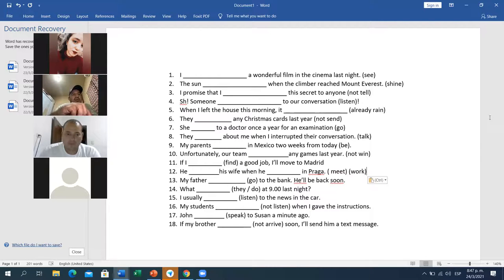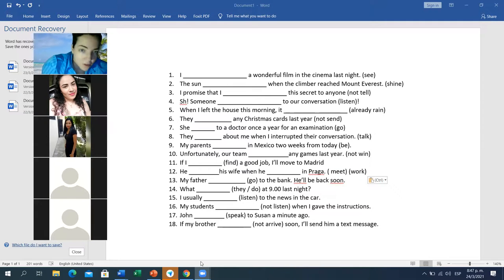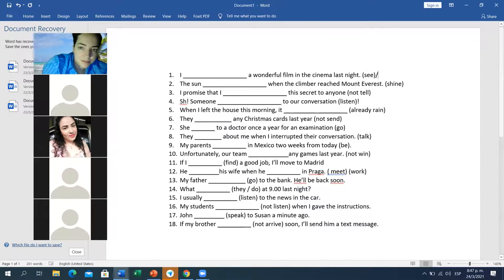Okay, I think that we're going to start y vamos a continuar de igual manera. Okay, now let me see. One moment, please. Okay, can I start with Selena, the first one? I seen a wonderful film in cinema last night. I see. ¿Quién más tiene algo diferente? I saw. I have seen. Okay, but it's saying last night. I saw. Teacher. Yes. Saw. Okay, perfect.